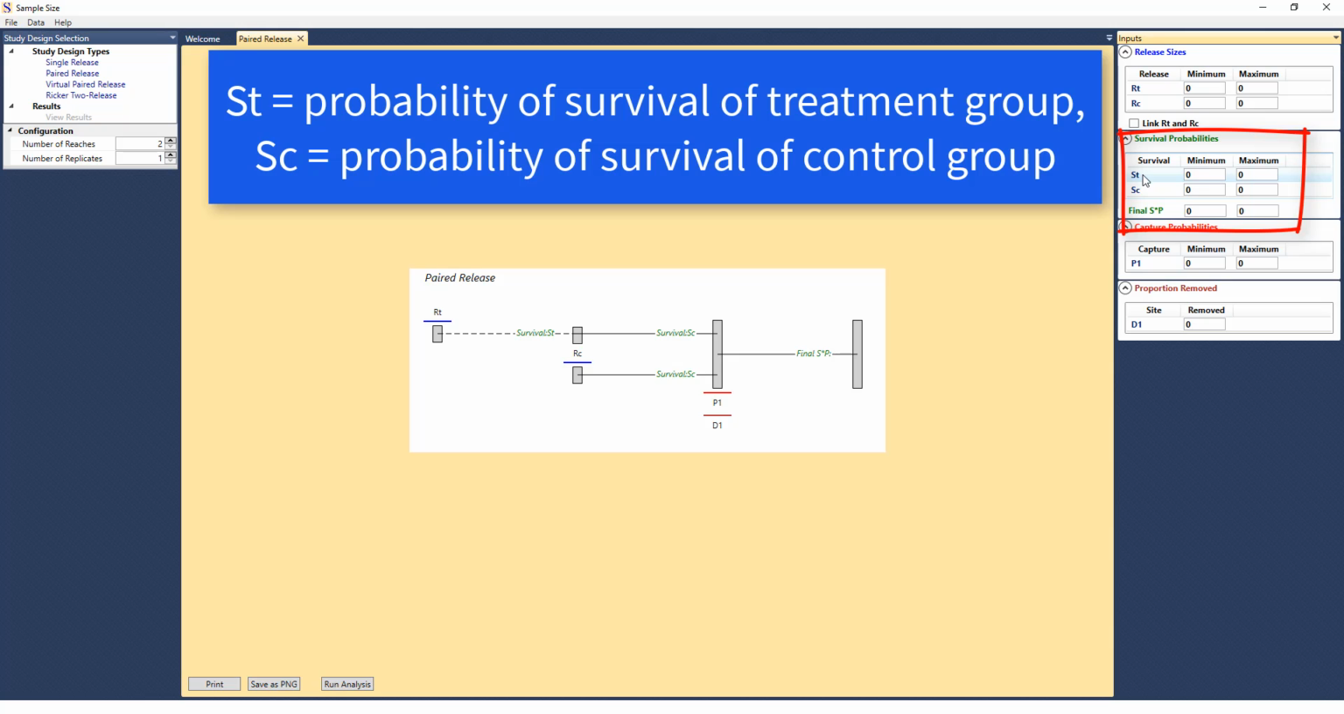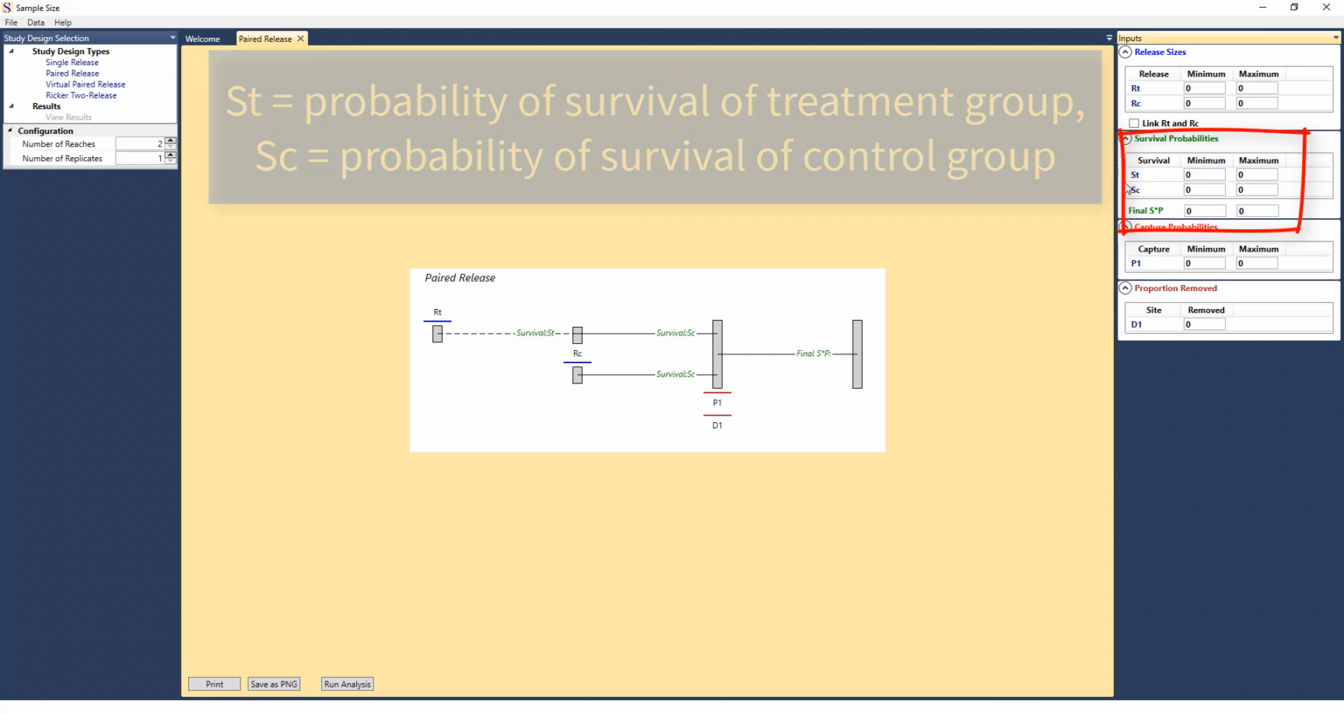ST then is the probability of survival from the treatment release site to the control release site. The survival from the control release site to the first detection site, SC, is assumed to be the same for both release groups, and so on from that point on. ST is not the survival from release to the first detection site.